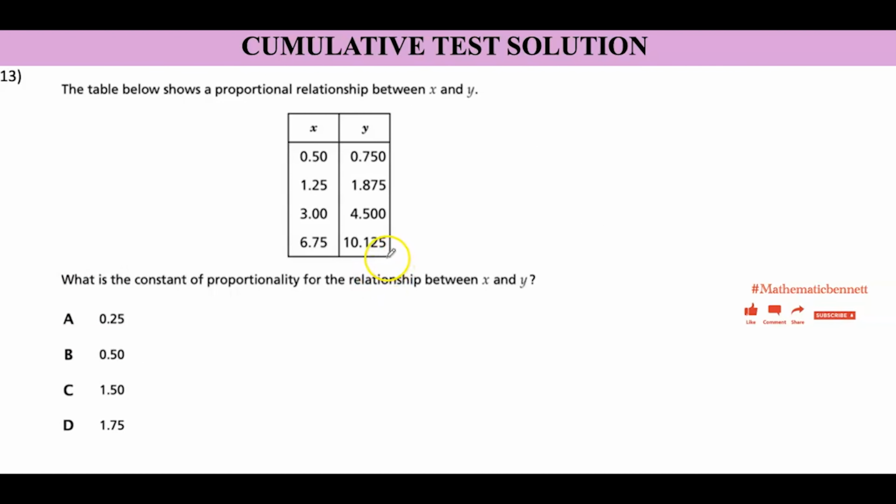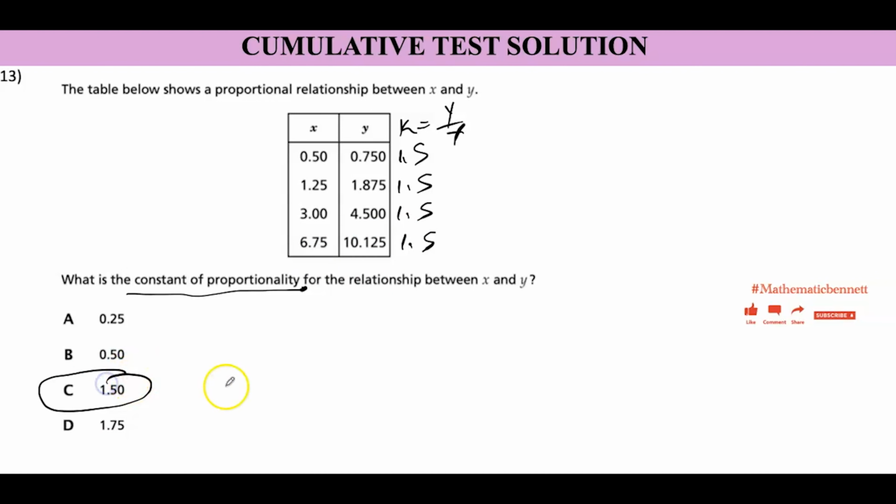The table below shows the proportional relationship between X and Y. What is the constant of proportionality? So we know the constant of proportionality is Y divided by X. So it's 0.75 divided by 0.5, which gives me 1.5. When I do 1.875 divided by 1.25, I get 1.5. When I do 4.5 divided by 3, I get 1.5. 10.125 divided by 6.75, I get 1.5. So we know our answer is C, 1.5.